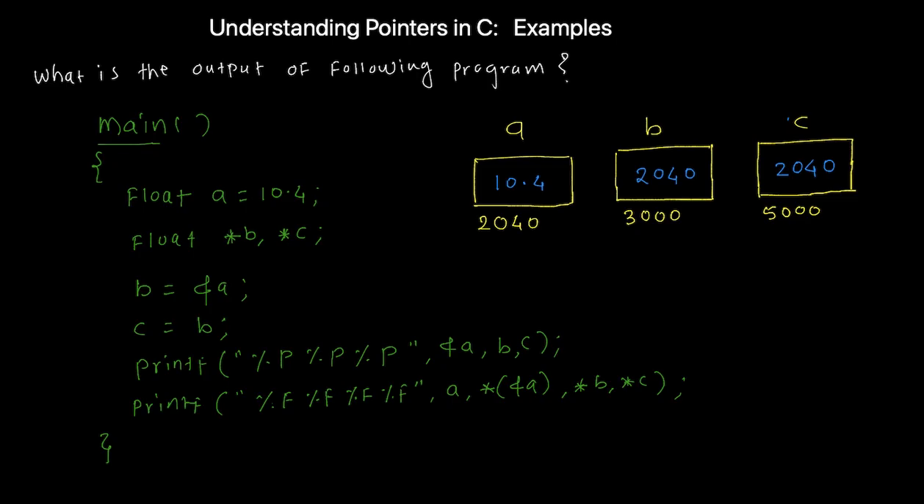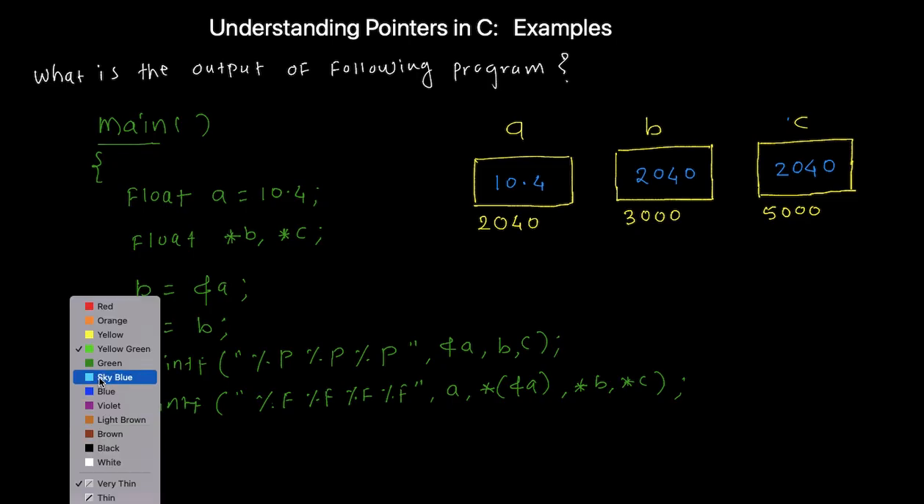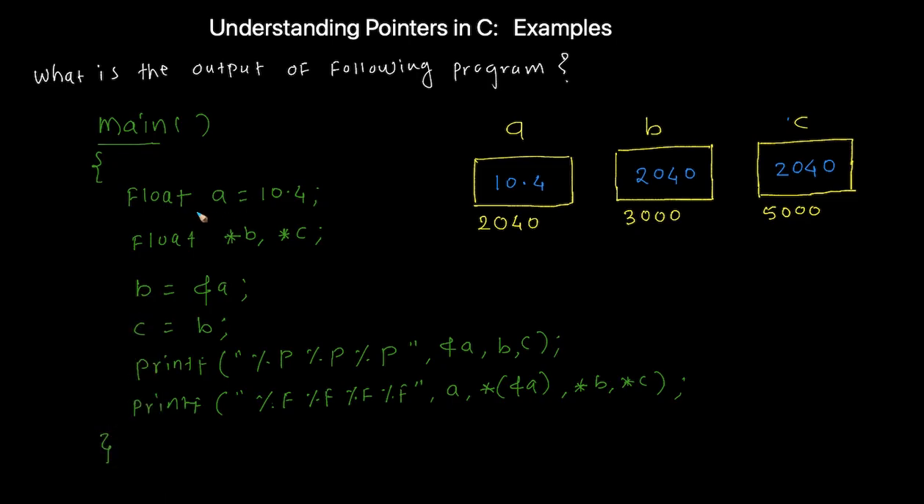We are declaring some variables in this main function. The variable a is of float type. We are assigning 10.4 to a. With this, here is what will happen in memory. With this statement, the compiler will allocate the memory required to store a float type value. That is, let's say 4 bytes of memory will be allocated or reserved starting from, let's say, location 2040. Contiguous 4 bytes of memory will be allocated.